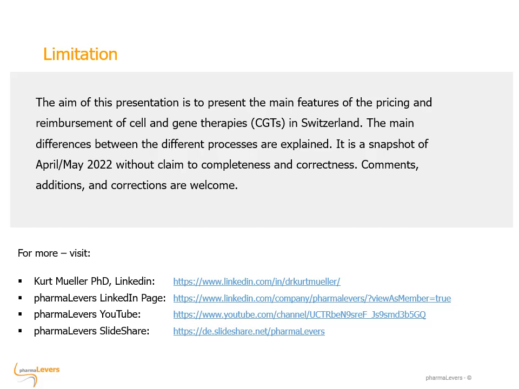The aim of this presentation is to present the main features of the pricing and reimbursement of cell and gene therapies, CGTs, in Switzerland. The main differences between the different processes are explained. It is a snapshot of April-May 2022 without claim to completeness and correctness.